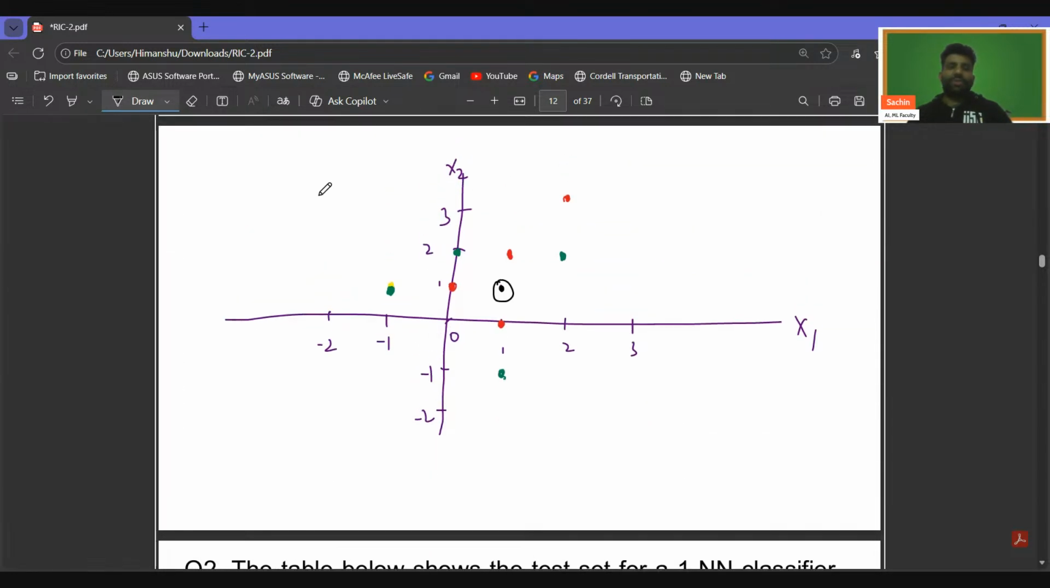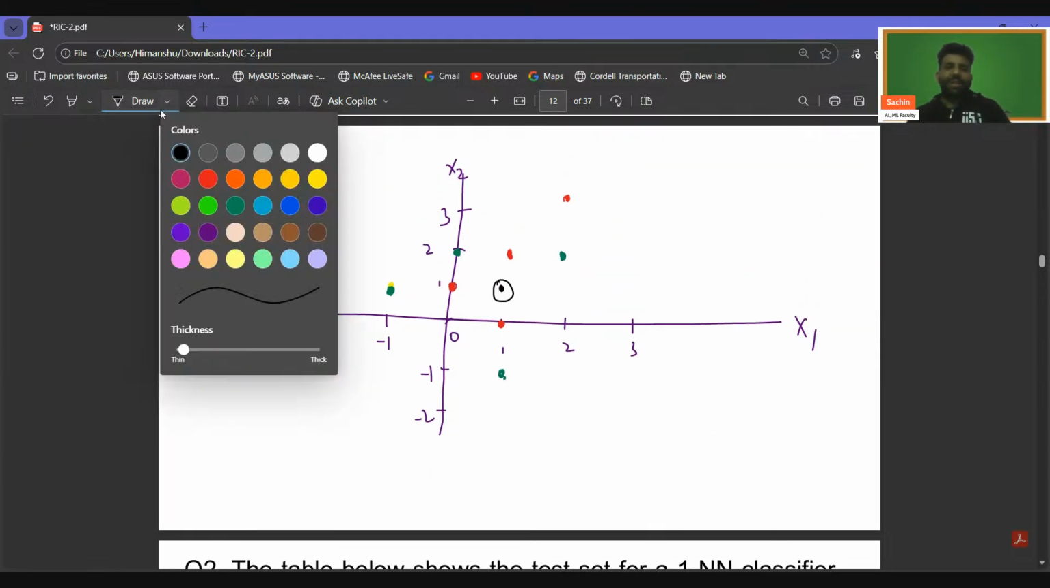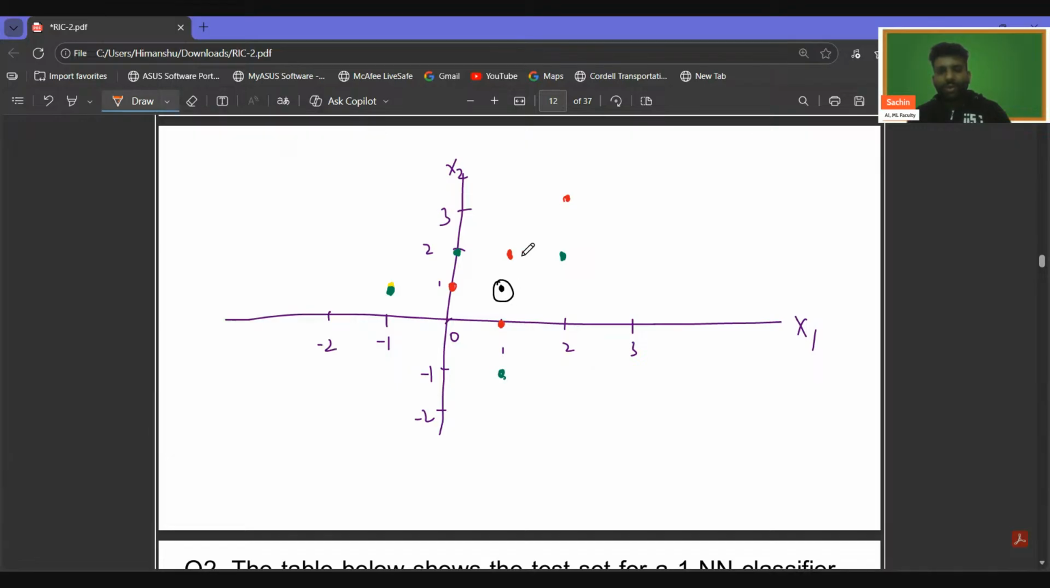Okay. So let's just mark it up. What are the neighbors we are having over here? I hope you can see this. So these are the closest ones right now, just at a distance of 1, 1, 1. So 1, 2, 3.